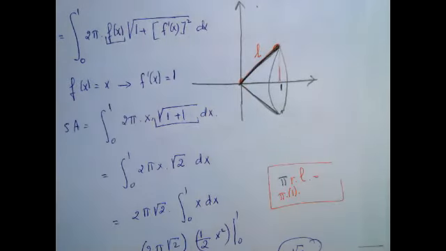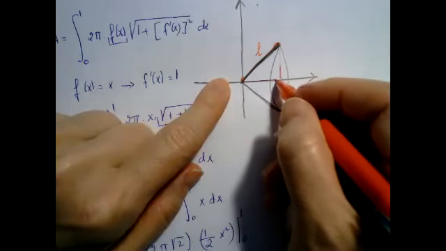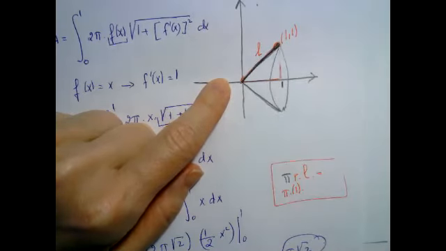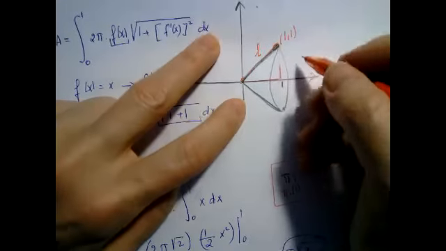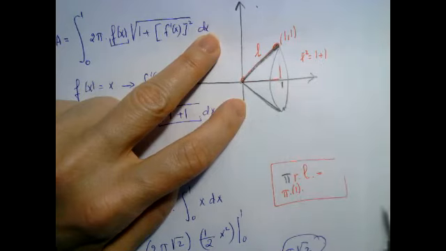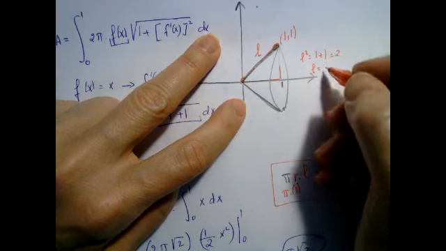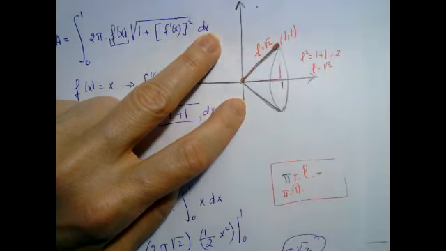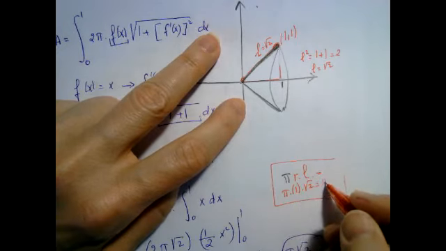What's the L? You have to use the Pythagorean theorem. Exactly. This is 1, and this is 1. So this is how the geometry is agreeing with the calculus. The Pythagorean theorem tells me L squared is 1 plus 1. It means L squared is 2, L is the square root of 2.